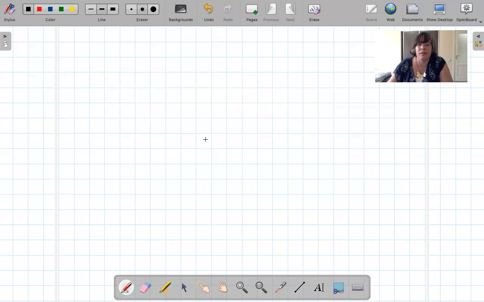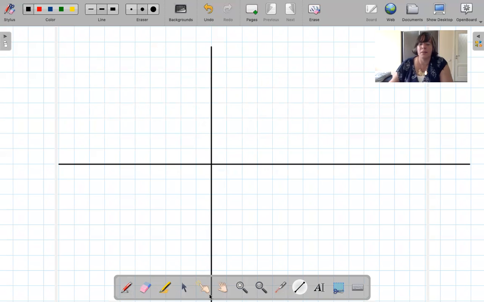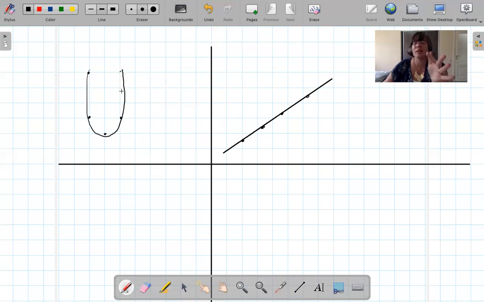Let me erase that, make us a graph. Here we go. Okay, so most of the graphs you've seen in the past have looked like this. And there have been, of course, points, but your points make a line. Sometimes I did a couple where it was a U shape. But mostly you've seen straight lines. These are not scatter plots.